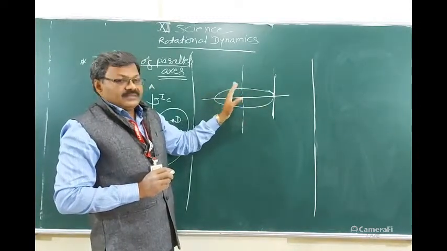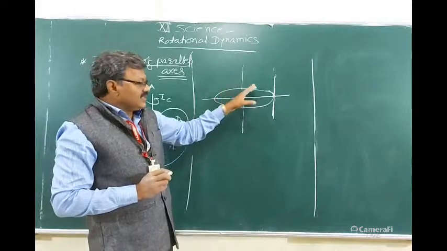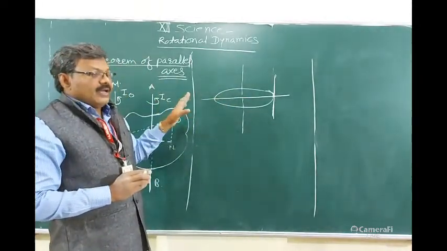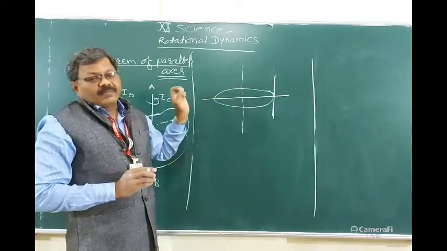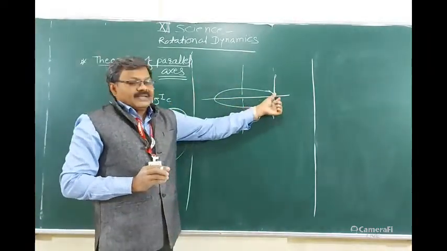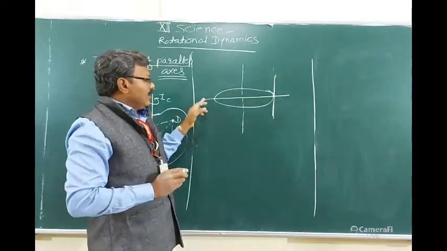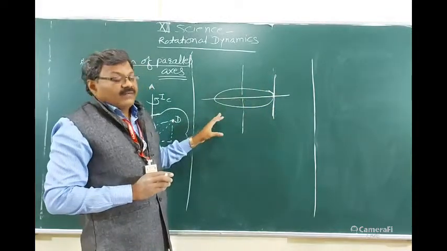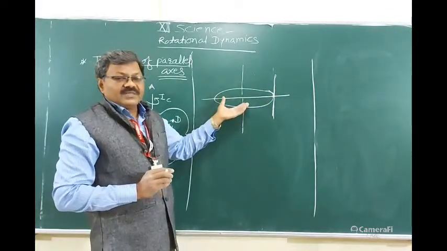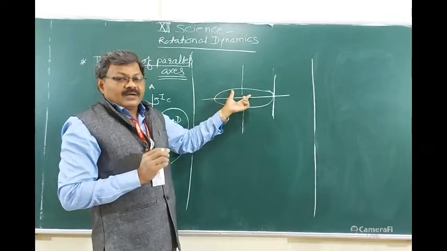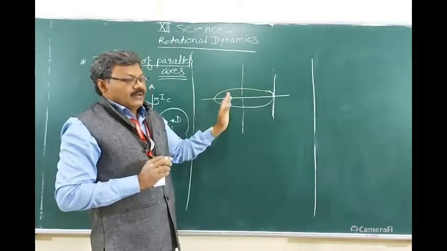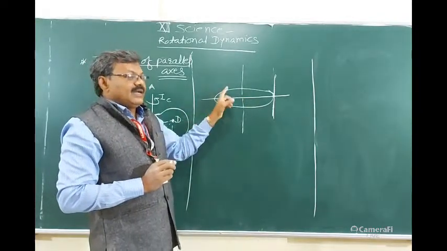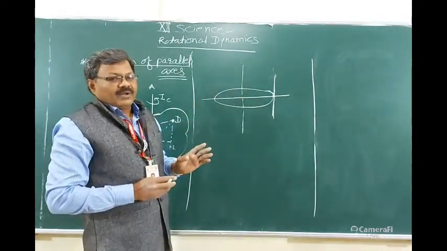This method is known as the theorem of parallel axis and theorem of perpendicular axis. Sometimes we take the parallel axis and sometimes we take the perpendicular axis, and from that we find the moment of inertia of this body or object. These laws are stated as the theorem of parallel axis and theorem of perpendicular axis.